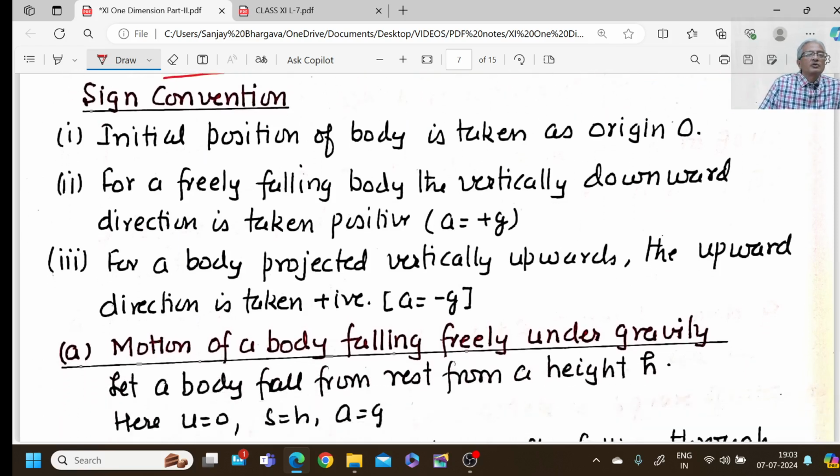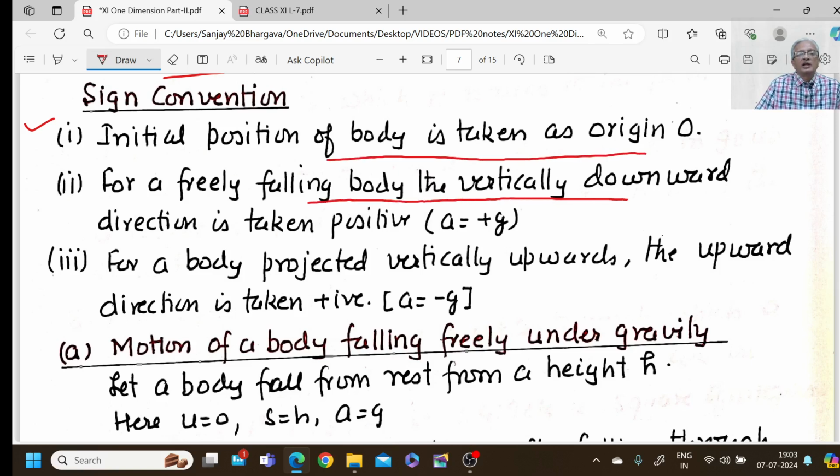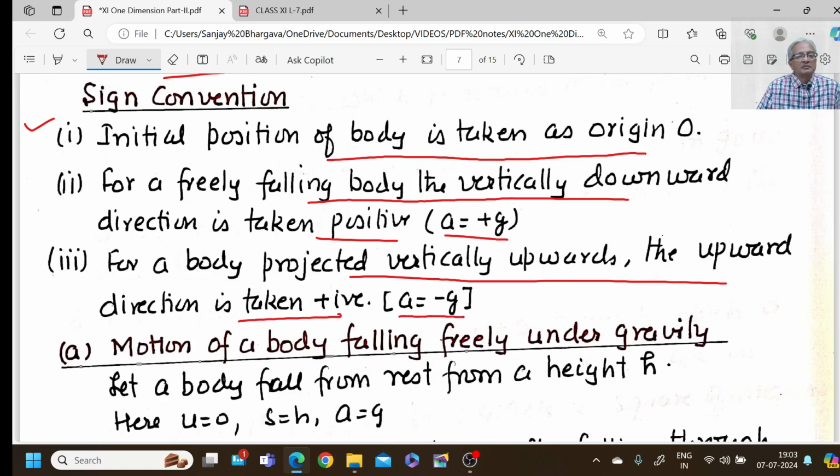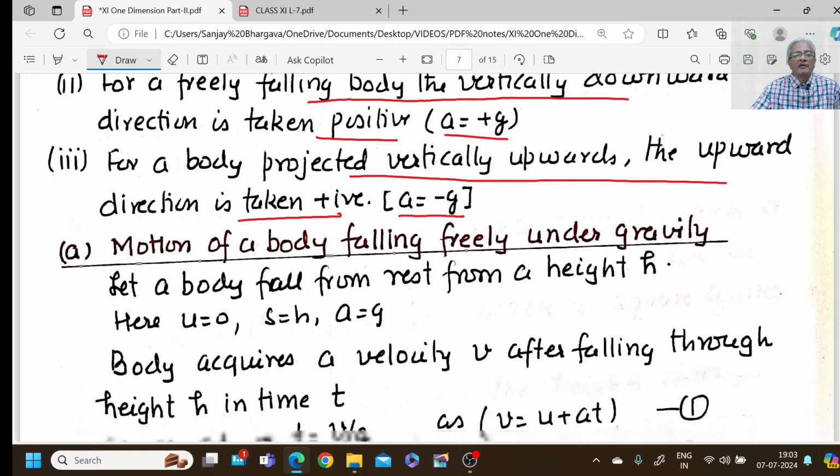That is how to handle such situations. We will define a sign convention for us, which just simplifies things. The initial position of a body is taken as the origin. For a freely falling body, the vertically downward direction is taken positive. For a body projected vertically upward, the upward direction is taken positive. So under free fall, a would be plus g, and for objects projected upward, a would be equal to minus g.